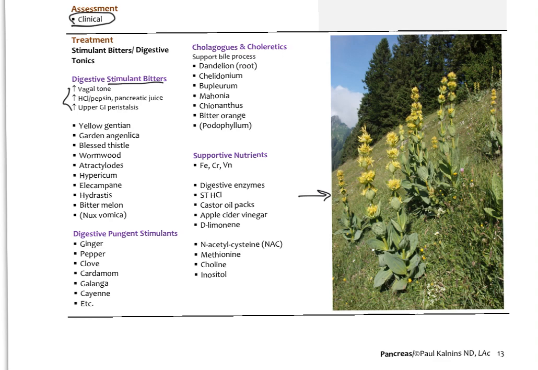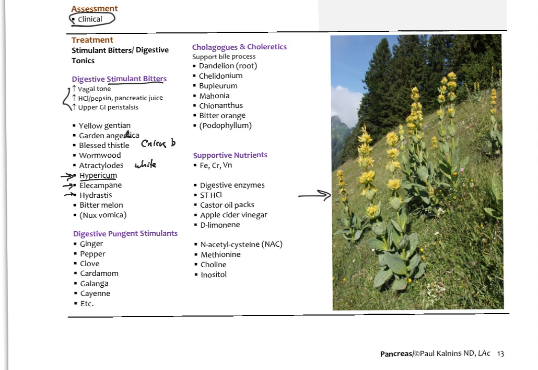Garden angelica, Angelica archangelica. Blessed thistle, Cnicus benedictus, and wormwood. Atractylodes, which in Chinese medicine we use two different types, white and red. This would be more the white atractylodes. And then hypericum. Now we usually think of that as an antidepressant herb, but this actually has a role as a digestive stimulant, especially in Eastern Europe. It is used more for that. Elecampane, more of a respiratory herb, but again, there's crossover between the respiratory and GI system.